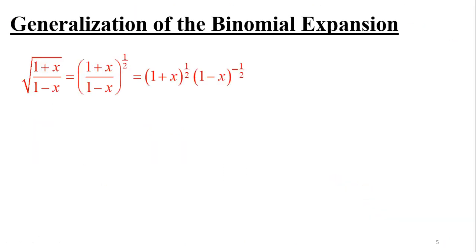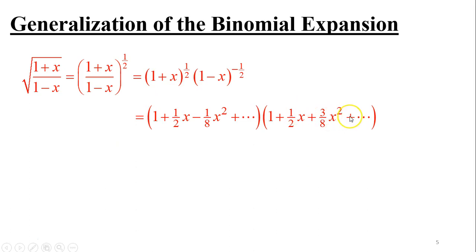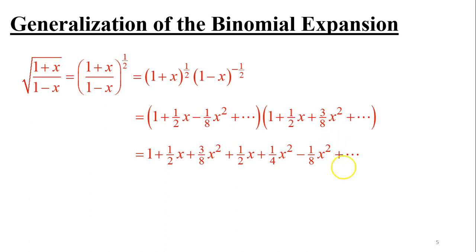So over here, I replace in this product each of the two factors by their expansions, and I start expanding using the FOIL method. Okay, so I start by expanding 1 into all of these terms, then half x times 1, which is half x, times half x, which is 1 over 4 x squared. Now, half x times 3 over 8 x squared gives me a term in x cubed. So we drop that term and the ellipsis here because we don't want it. We want our final answer up to the term in x squared.